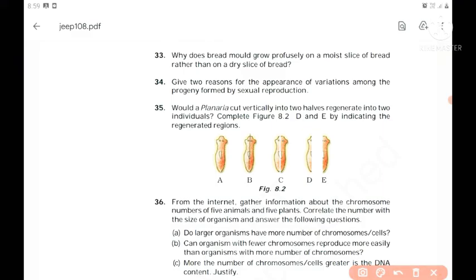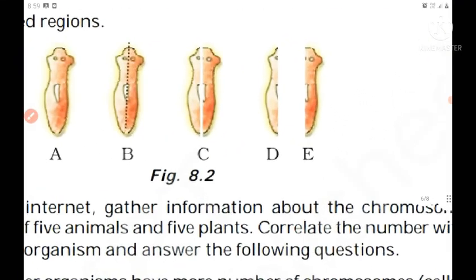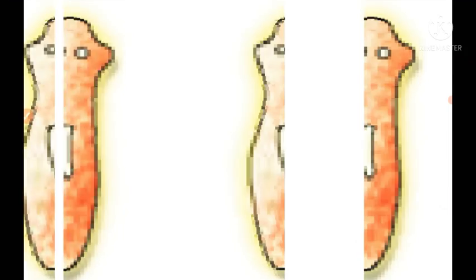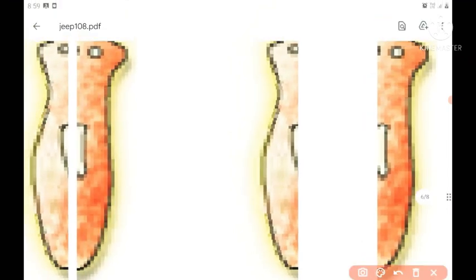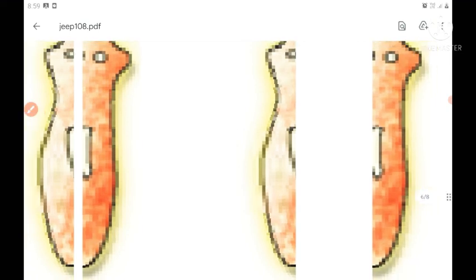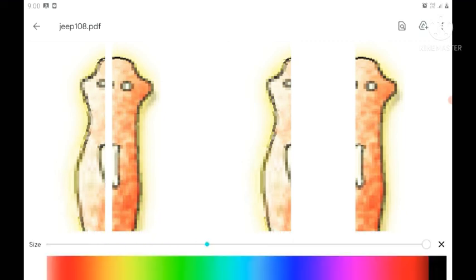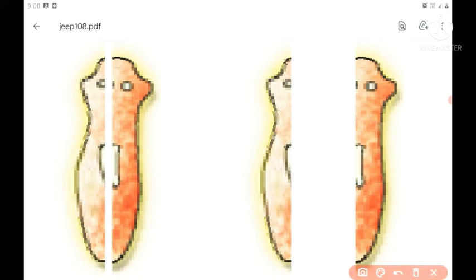Now next they're asking us to draw the diagram. I'll try my level best to draw it. Let me zoom it up. I guess this should be perfect. Oh no. Yeah. So first, not that good at drawing. My bad.